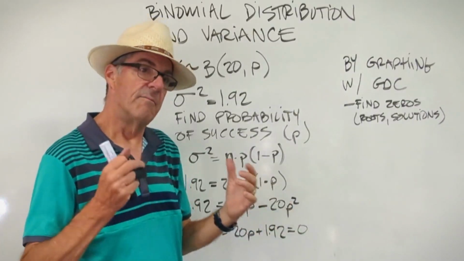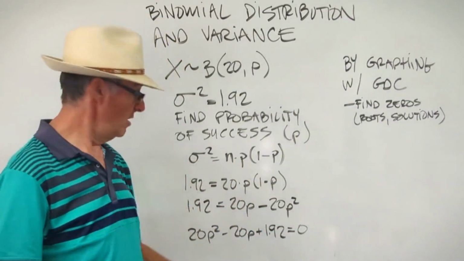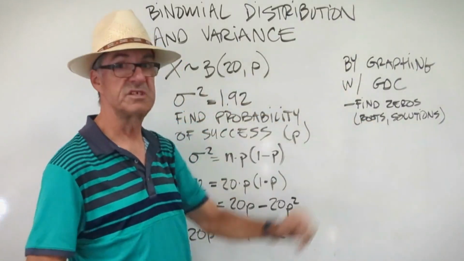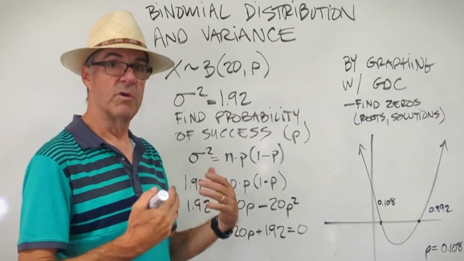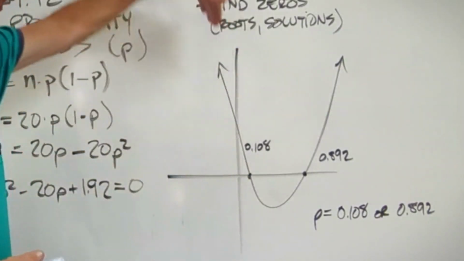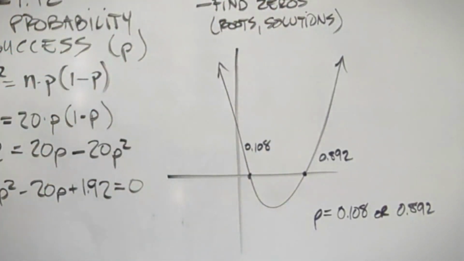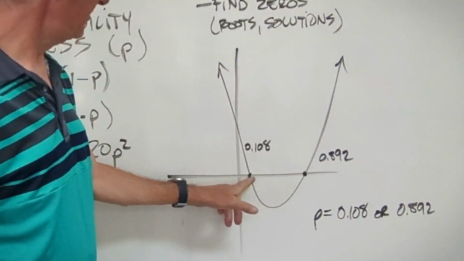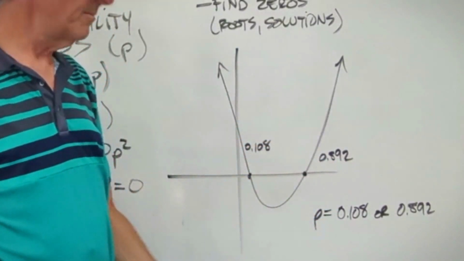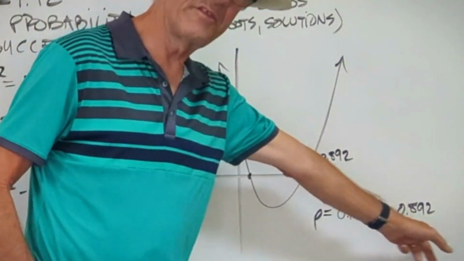So go ahead, pause the video, get out your calculator, put in this equation, take a look at the graph, and see if you can do those steps, and come back. Okay, when I put it in my calculator, here's the graph I get. I went and sketched it for you right there. I get an upward opening parabola because we do have a positive number on our squared term, and the intercepts are 0.108 and 0.892. So in this case, the probability can be one or the other of those.